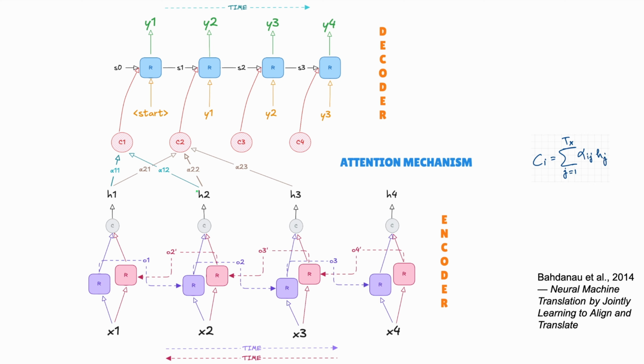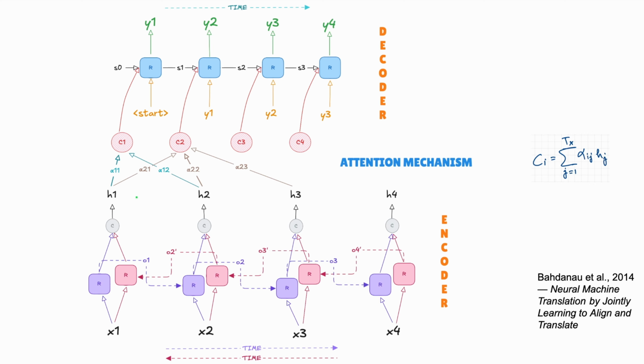Here you see the importance is higher for alpha 22, this connection. So for calculating C2, we are ignoring the H4. Basically, we'll ignore the H4. That means the alpha 24 connection is 0. And the formula for C2 will be C2 equals alpha 21 into H1, alpha 22 into H2, alpha 23 into H3. So we'll sum all these three terms to get C2.